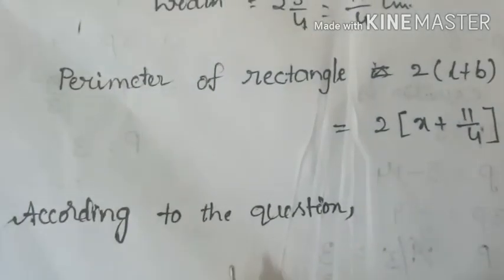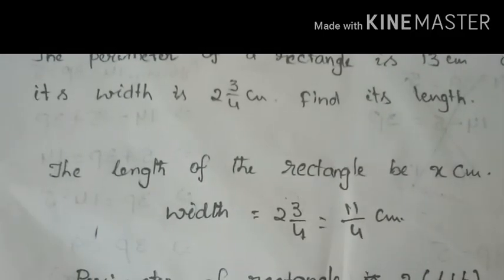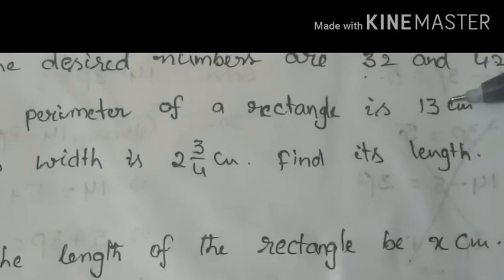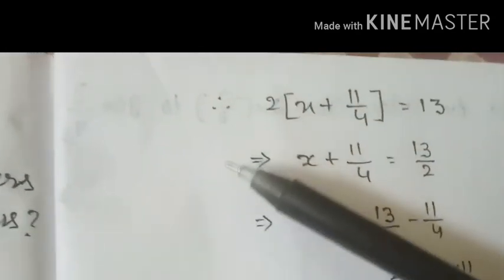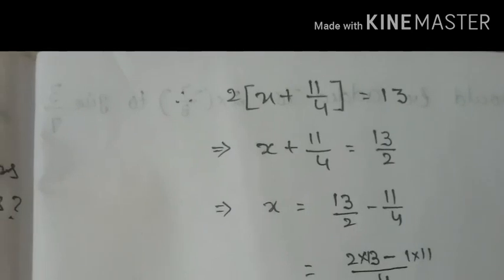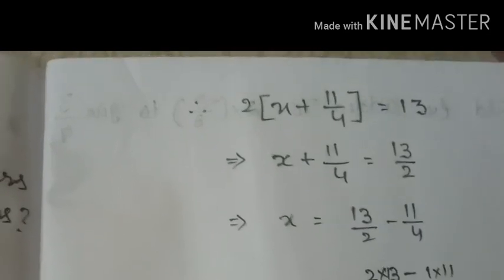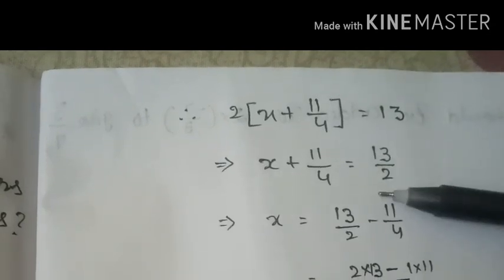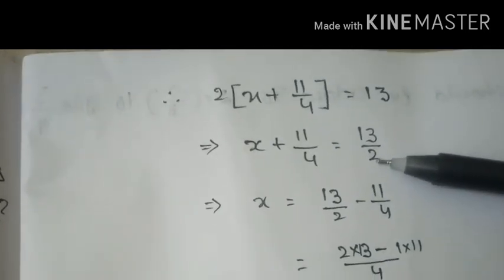But according to the question, we know that the perimeter of the rectangle is equal to 13 centimeters. Yes or no? The perimeter of the rectangle is 13 centimeters. So therefore 2 into x plus 11 by 4 is equal to 13. Now transpose this 2 from LHS to RHS, it becomes divide. So x plus 11 by 4 is equal to 13 by 2.